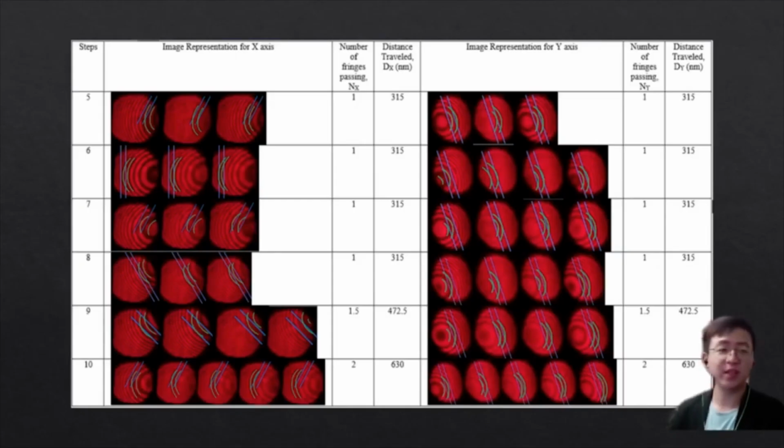So this is the tabulated results from step 5 to step 10. We can see that from 5 to 8, the fringes show one movement, 315 nanometers. Once it reached 9, it has a slight increase, and once it reached 10 steps, we can see that there are 2 fringes movement, which is 630 nanometers movement.